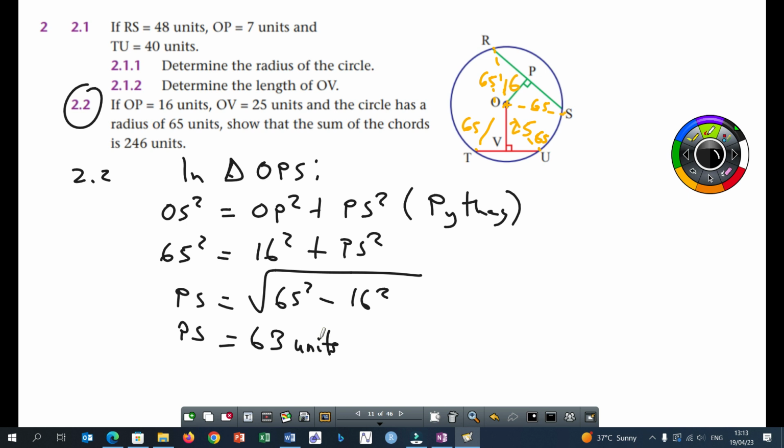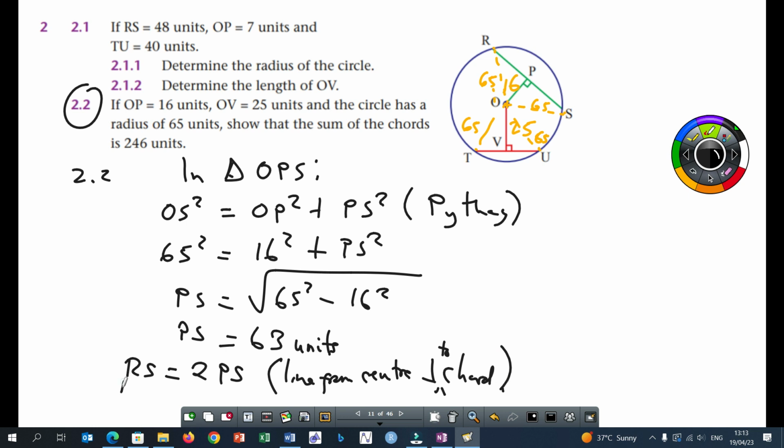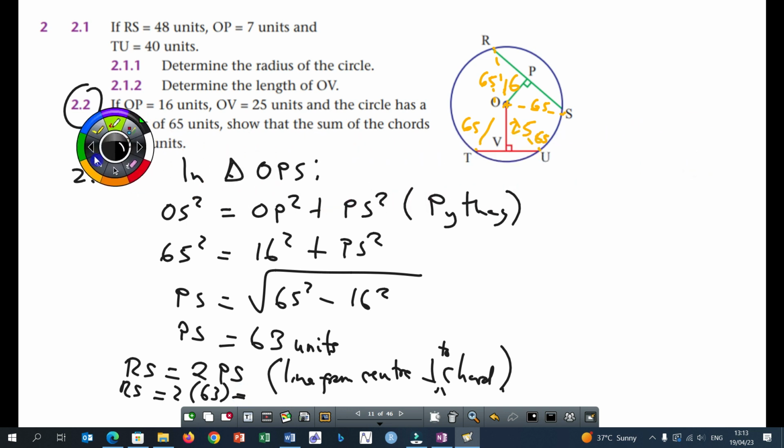Then we know that RS is equal to 2 times PS, right? Where does this come from? It comes from theorem 1. Right, so RS is going to be 2 times 63. I'm going to write that using a different color so that it can be clearer. So that will be 126 units. Okay, so that's the first part. The second part, I'm going to repeat what I did here, but the triangle is now different. I'm going to use OVU. Okay, so on the next page.